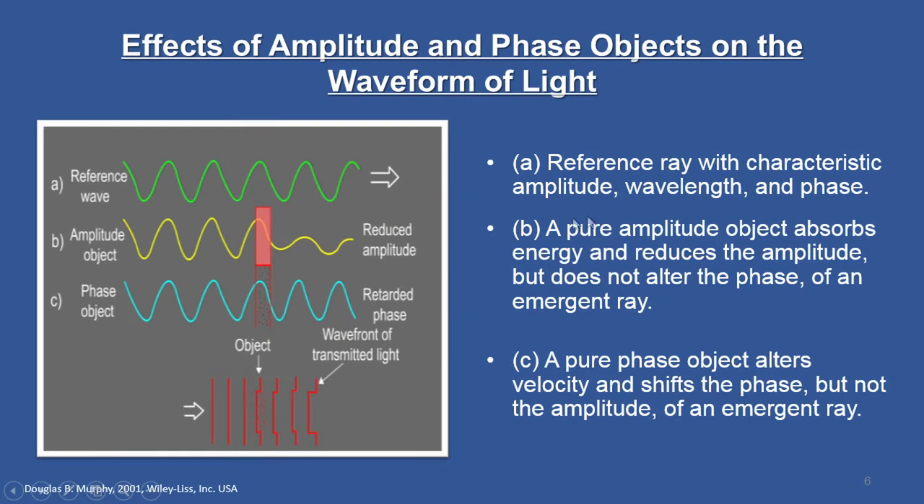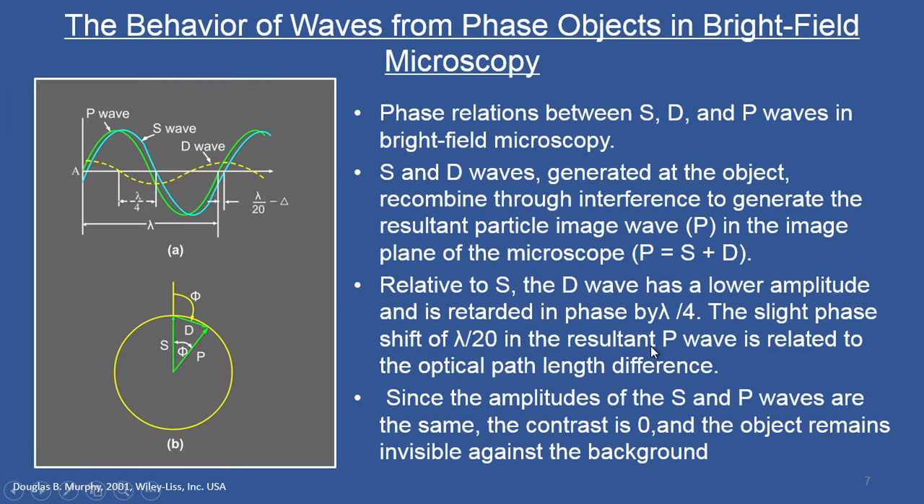So let us make it clear about what is amplitude object and what is a phase object. And what we are going to see in this slide is the behavior of waves from phase objects in a bright field microscopy. So how the phase objects are going to be appearing in the bright field illumination. So you have to just have some background before you look into the schematic.